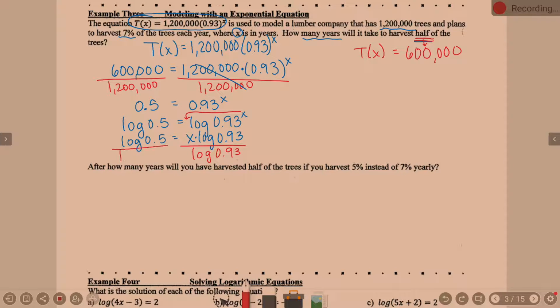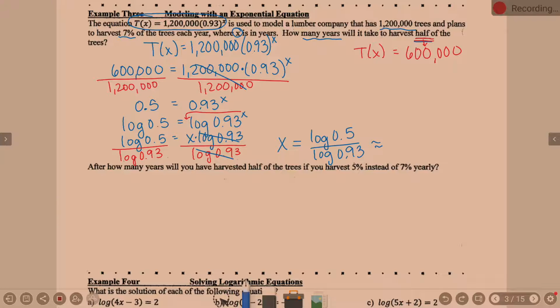If I divide one side, we divide the other side, right? The log of 0.93s cancel, and X is going to be whatever log of 0.5 divided by log of 0.93 is equivalent to. This is where I asked you to have a calculator, right? This is a pretty basic calculation compared to some we did yesterday.